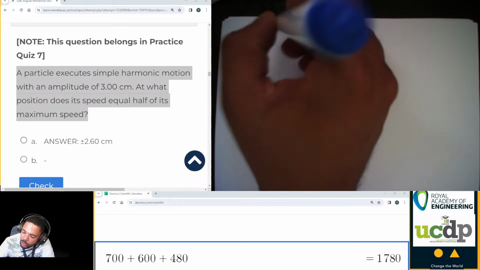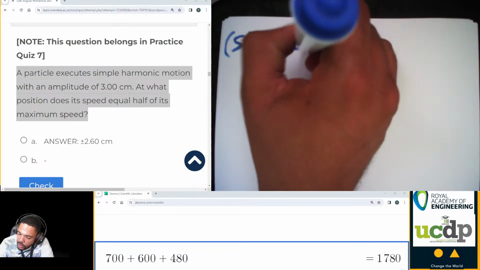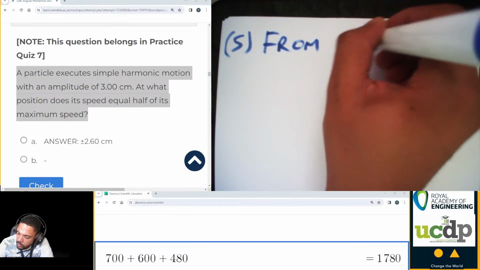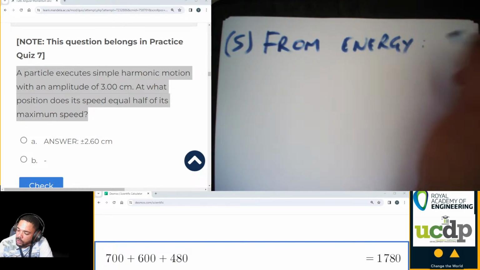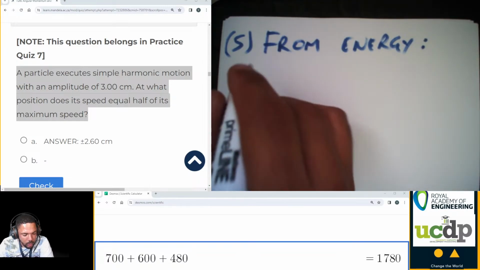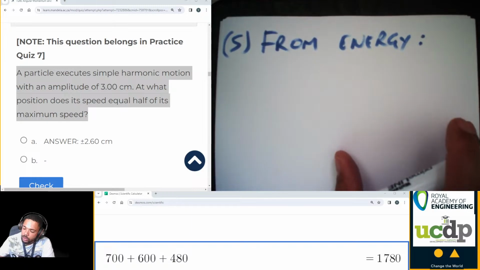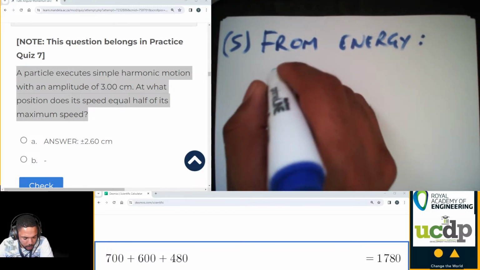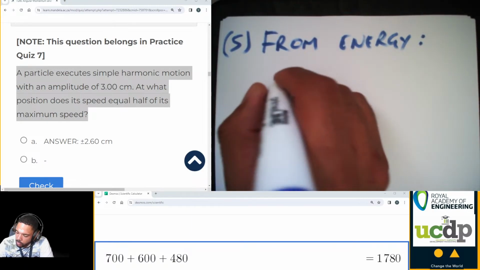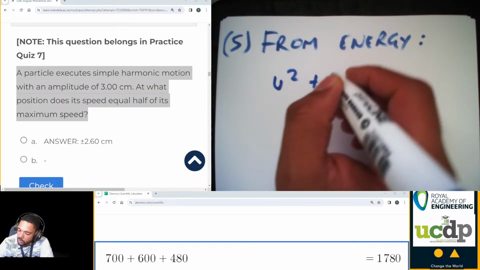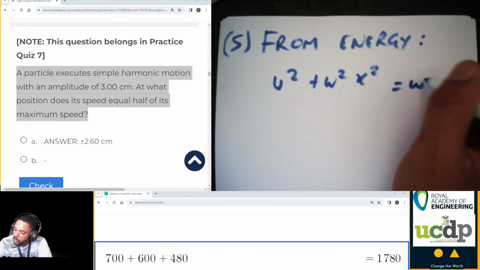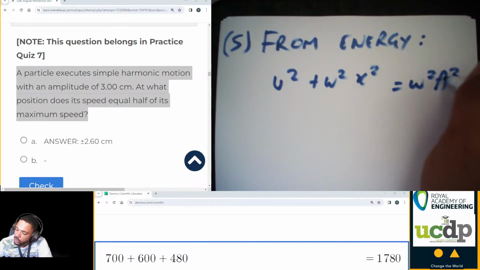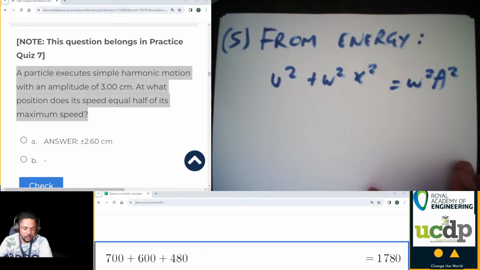Now, from energy considerations, if you are not at this stage yet, don't panic. You can watch this at a later stage. You know that the velocity squared plus omega squared x squared is equal to omega squared times the amplitude squared. Okay, just follow the math.